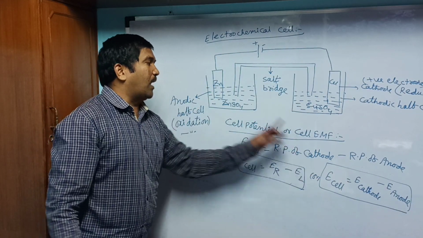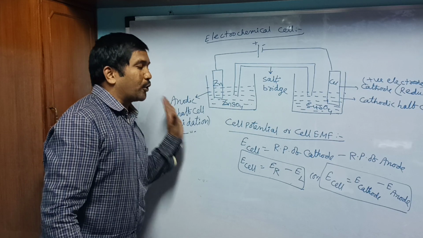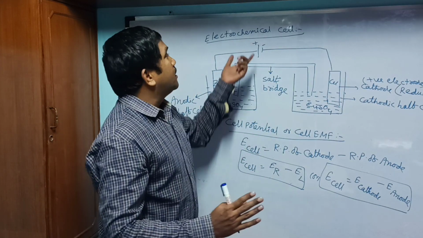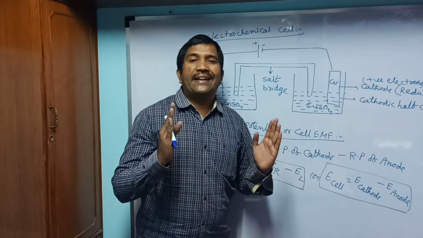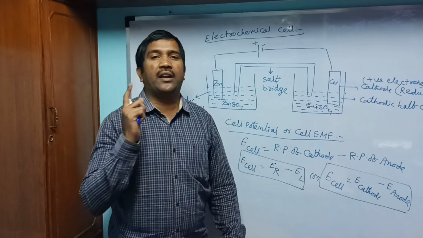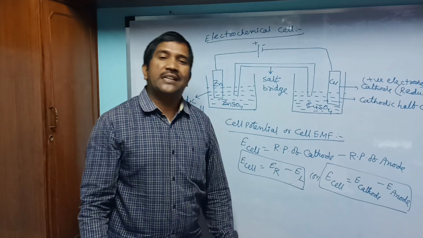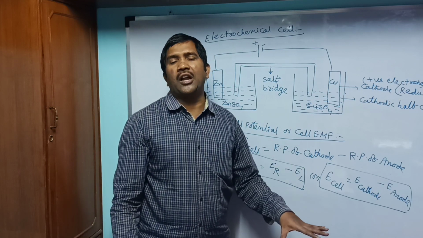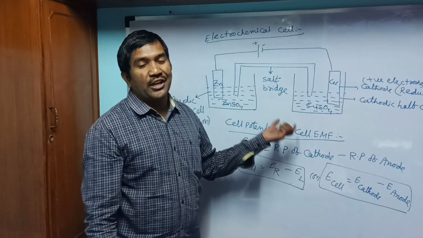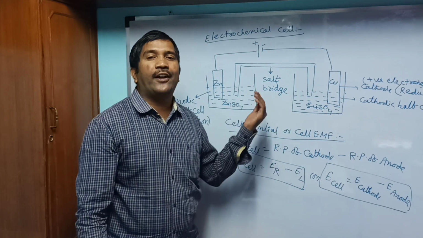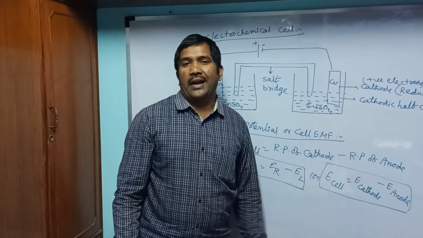By using this formula, we can determine the cell potential. By using this electrochemical cell, we can determine the cell potential, the difference between two half cell potentials, but not the individual potential. For determining an individual electrode potential, we use the standard hydrogen electrode or the calomel electrode.